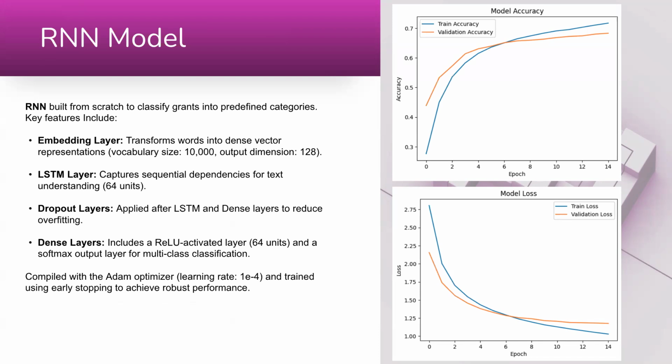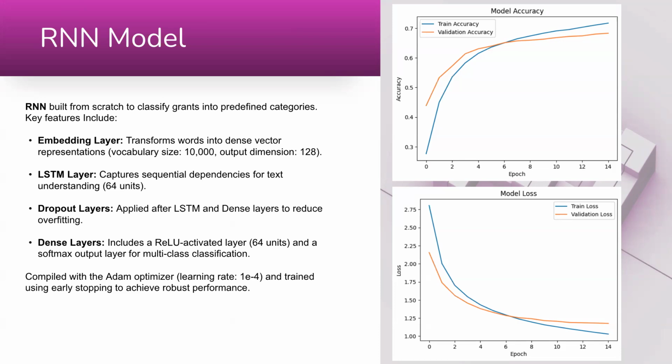For this project, we built our RNN model from scratch with the goal of processing grant titles for precise categorization. The key components included an embedding layer for text vectorization, an LSTM layer for capturing sequential dependencies, and dense layers for classification. Dropout layers and L2 regularization helped to reduce overfitting, while early stopping prevented unnecessary epochs.